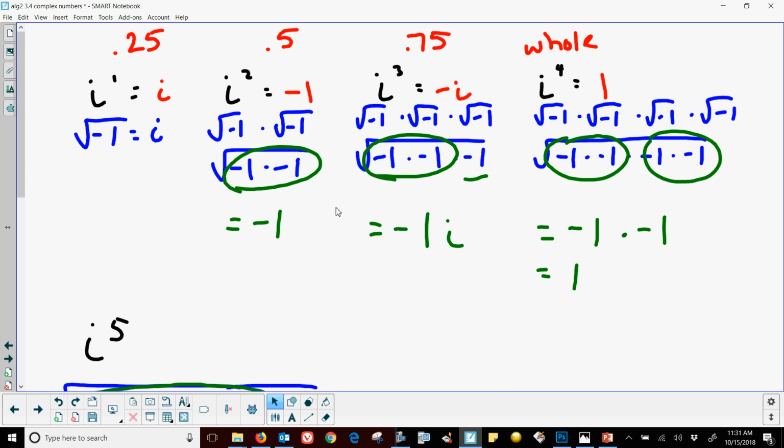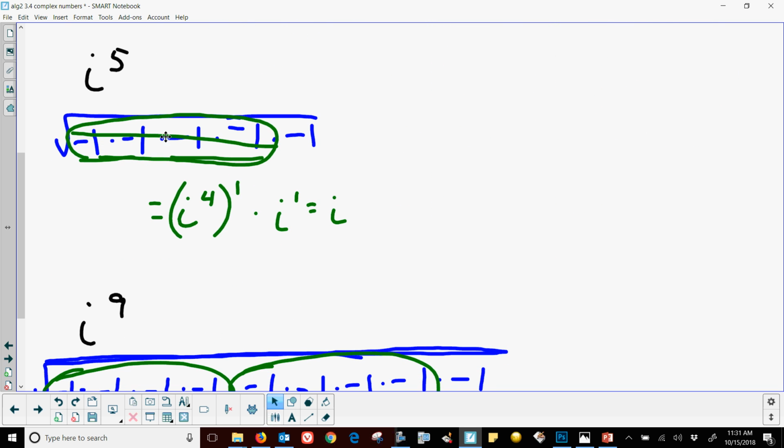So when we get to something crazy high, we know that it's going to fall into one of these 4 answers: i, negative 1, negative i, or 1. So all we have to do is take our exponent and divide by 4 and see what remainder we have left, because the remainder is the only thing that counts. Every whole number of 4 is just going to get canceled out.